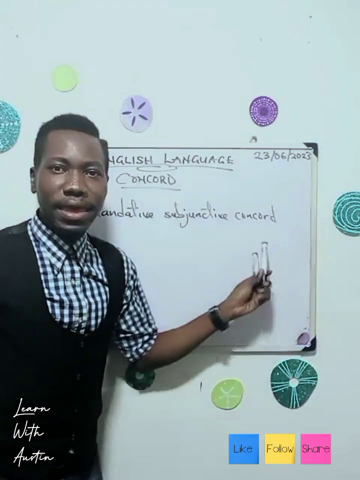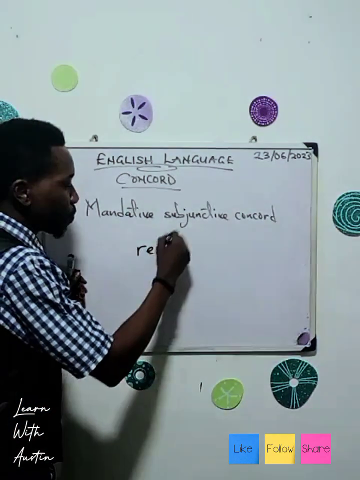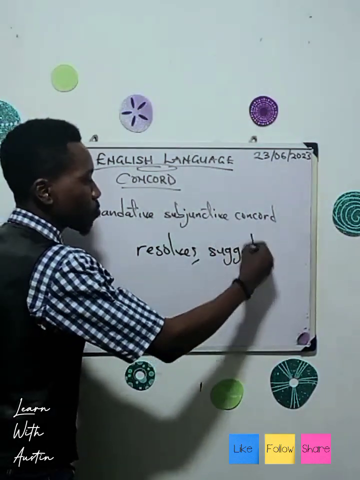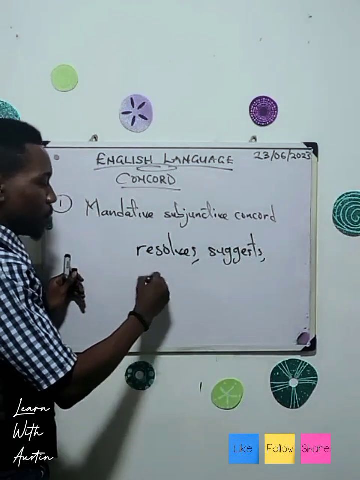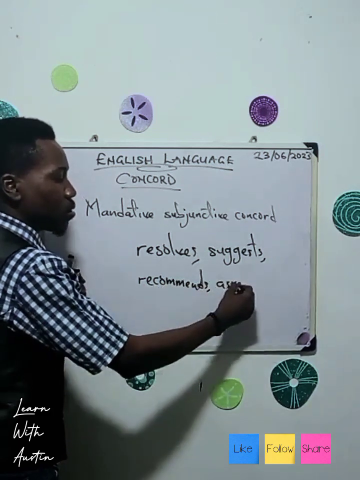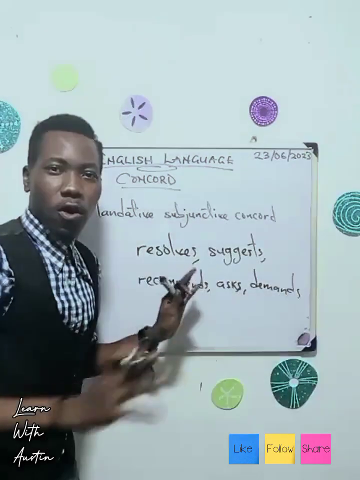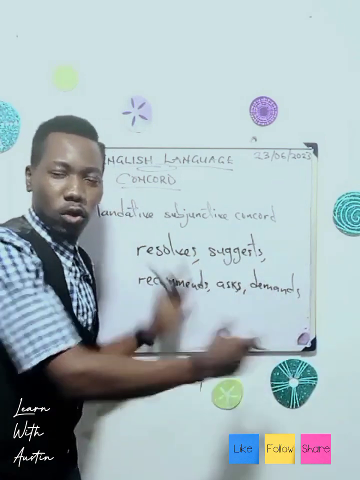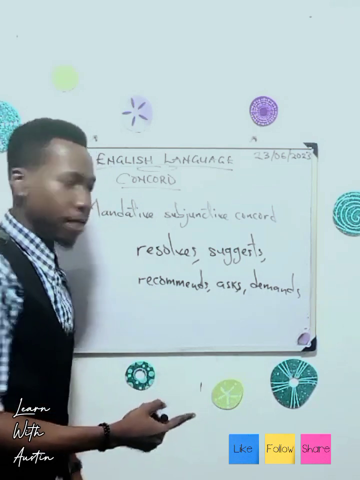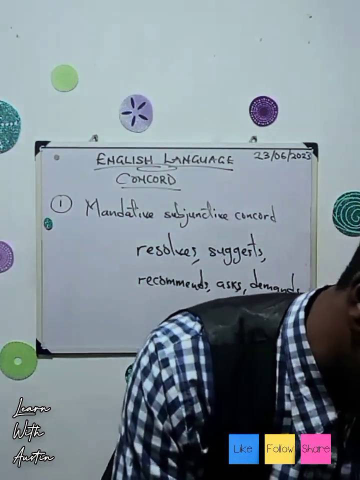Mandative subjunctive concord is saying that when you have words such as resolves, suggests, recommends, asks, demand, or any other word that means the same thing or is close to this, the verb that comes after will become a plural, right? So this is the mandative subjunctive. It has to be plural. Let me get an example.